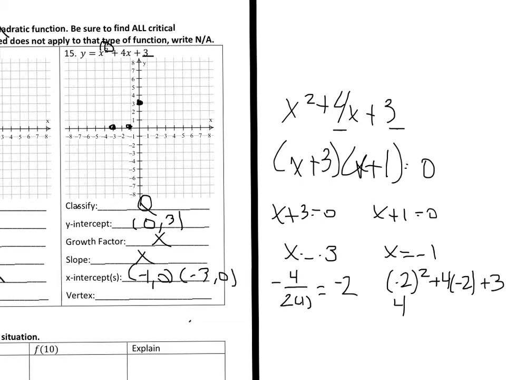Negative 2 squared is a positive 4. 4 times negative 2 is a negative 8, plus that 3, the constant. 4 minus 8 is negative 4, plus 3 is negative 1. So my vertex is negative 2. That's the x value we found with opposite of b over 2a. And then the y value is negative 1 by plugging it in.